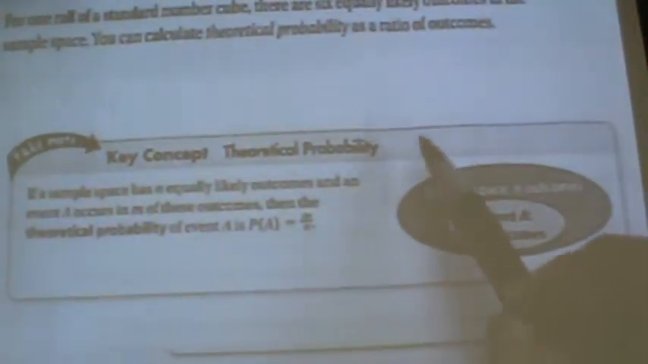If you think about a deck of cards, how many cards are there in a deck? 52. So if I asked you what's the probability of getting a jack, how many jacks are there in a deck? 4 out of 52, okay? That is theoretical. You're not basing it on an experiment.